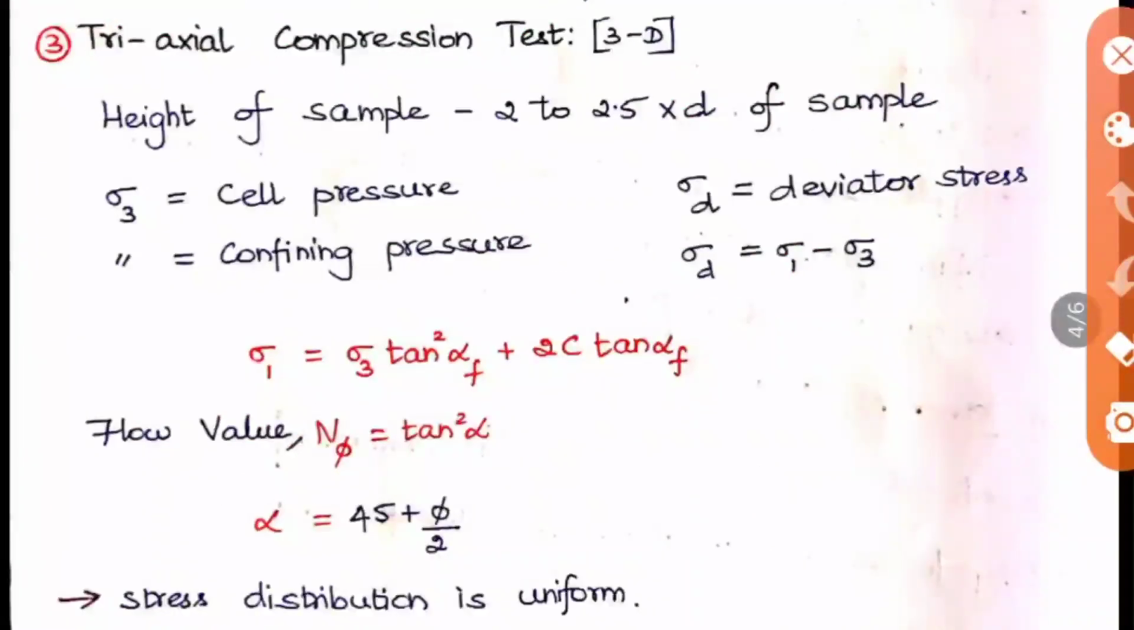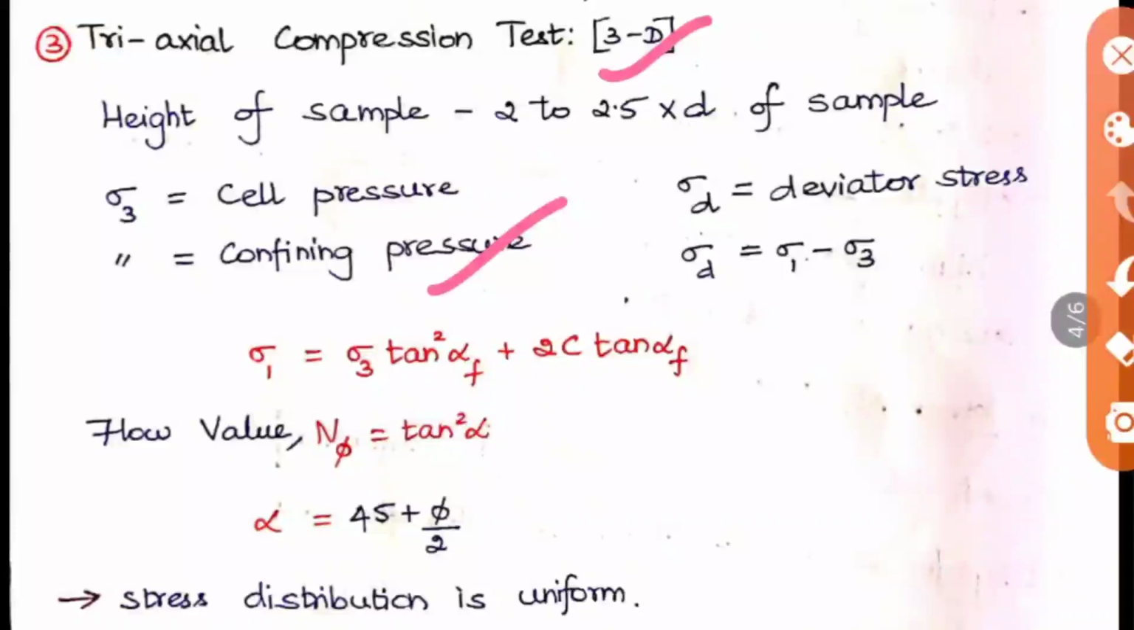The next one is the triaxial compression test. So here it is a three-dimensional test, and this apparatus will be looking similar to the UCC test only, because we will be using that dial gauge apparatus only. And the height of the sample taken here is 2 to 2.5 times d, that is the diameter of the sample. And here the sigma 3 is considered as the cell pressure. So you will be defining that as a cell pressure, and it can be also called as confining pressure.